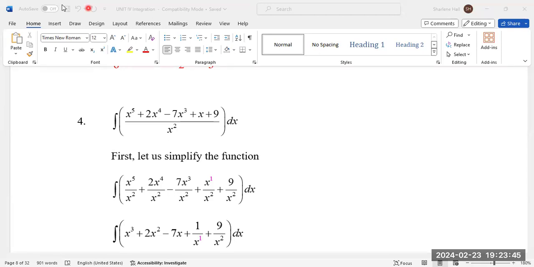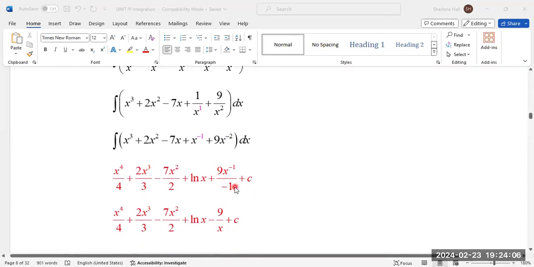x to the 4th over 4 plus 2x cubed over 3 minus 7x squared over 2 plus ln x minus 9x to the minus 1 plus c. Okay.